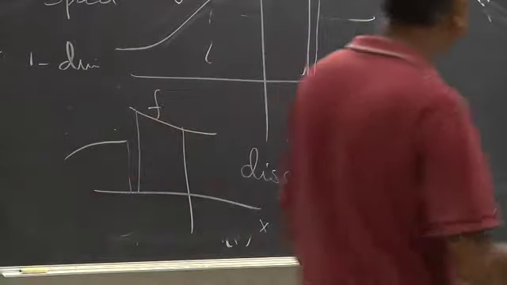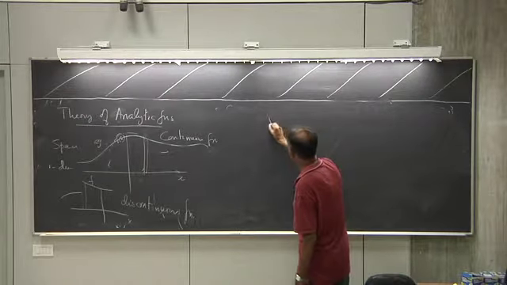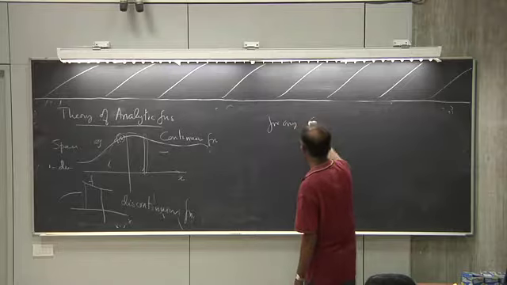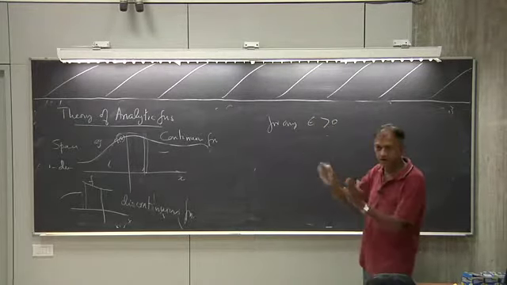So the way you say it mathematically is that for any epsilon greater than 0, no matter how small, it can be smaller and smaller and smaller.